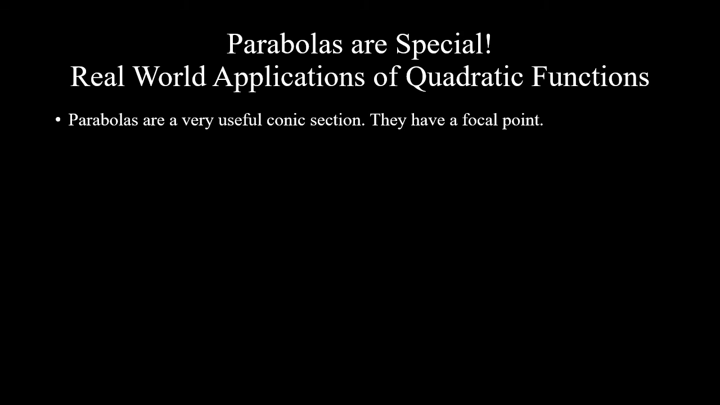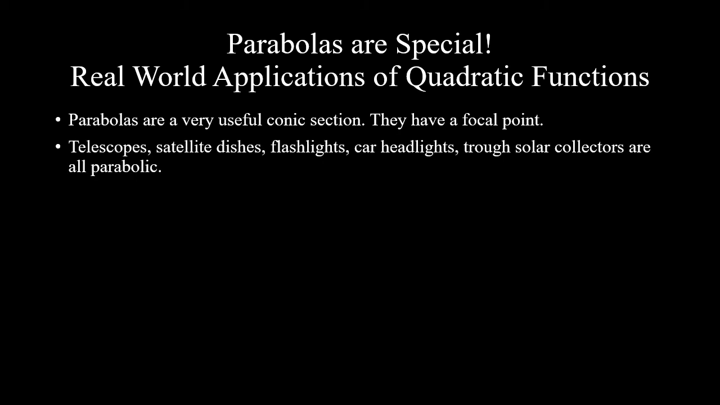So parabolas are a very useful conic section, okay? They have something called a focal point. And because of this, we can use parabolas for telescopes, satellite dishes, flashlights, car headlights, trough solar collectors. These are all parabolic, okay? So let's look at some examples.